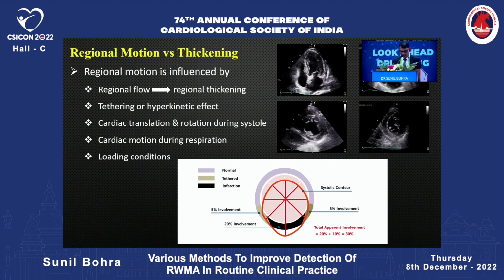Specifically, the tethering and the hyperkinetic effect has to be kept in mind. As you can see in the right side images, you can see the tethering effect, which is very important for a novice. When a person is starting to do echo, it's very difficult for them to categorically tell what is the wall motion abnormality.